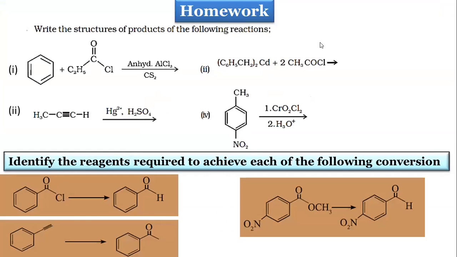Then this is today's homework. If you solve this homework, the practice of these reactions will be automatically done. So remember this reaction. This is alkynes, Hg2+, H2SO4. This is a method of preparation of aldehydes by using hydrocarbons. Then this is a method of preparation of ketones by using dialkyl cadmium. This is also explained.